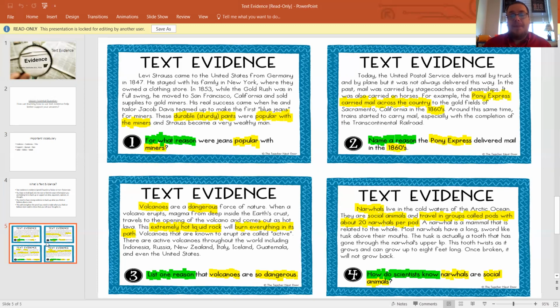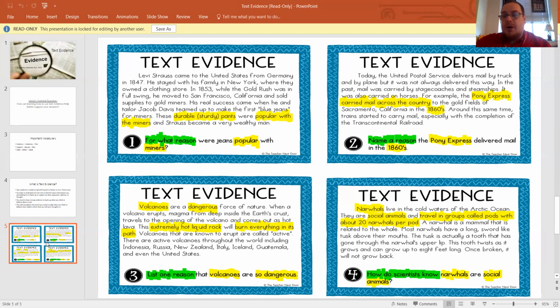So for example, look back up at the text itself, okay? Look back up at the text where it says Levi Strauss came to the United States. Then you're gonna go down to where I've highlighted it in yellow. Notice where it says popular with minors. See my answer before popular with minors? It says durable, sturdy pants. So where it says popular with minors, your answer is somewhere in there. So once you look for those keywords, usually your answer will be somewhere in that area.